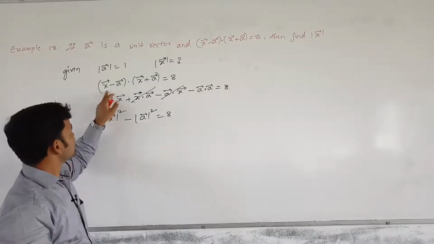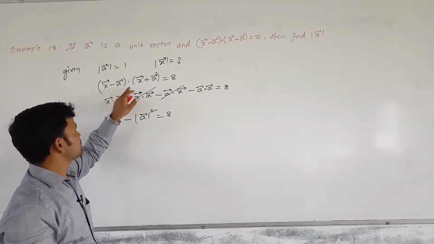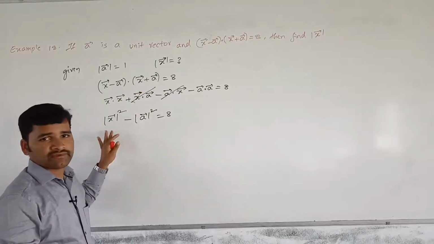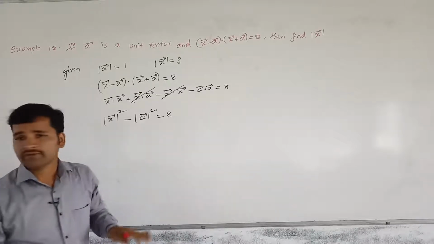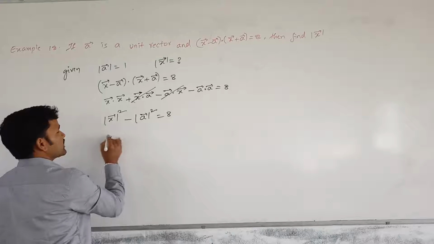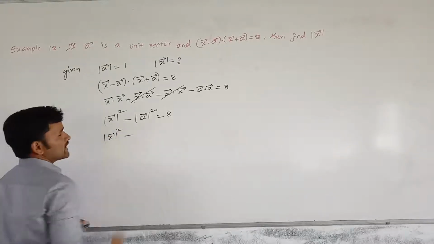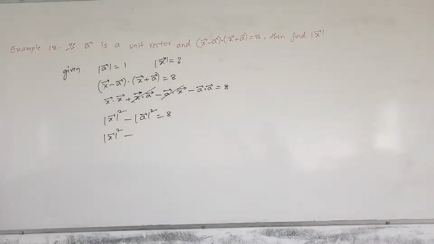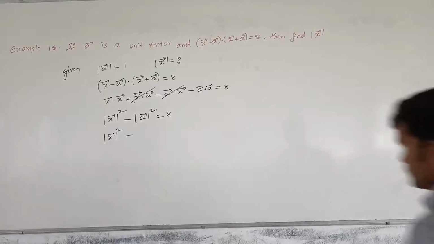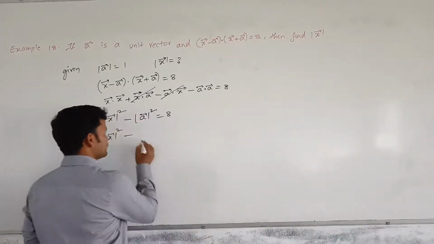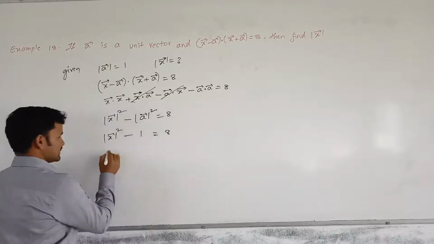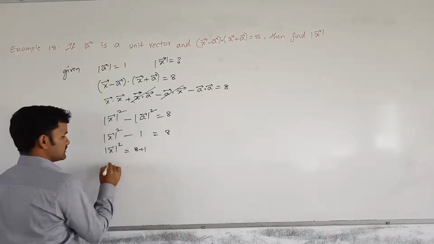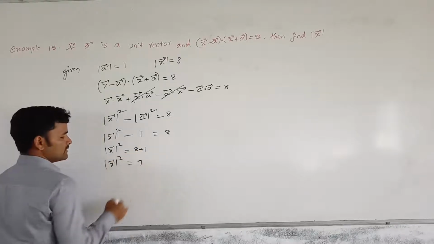In the same way, vector x minus vector A, in dot product with vector x plus vector A, is equal to magnitude of vector x square minus magnitude of vector A square. So, here magnitude of vector x square, as magnitude of vector A is 1, square means 1, is equal to 8. Then magnitude of x square, if we take it to the right hand side, is 8 plus 1. Now magnitude of x square is equal to 9.